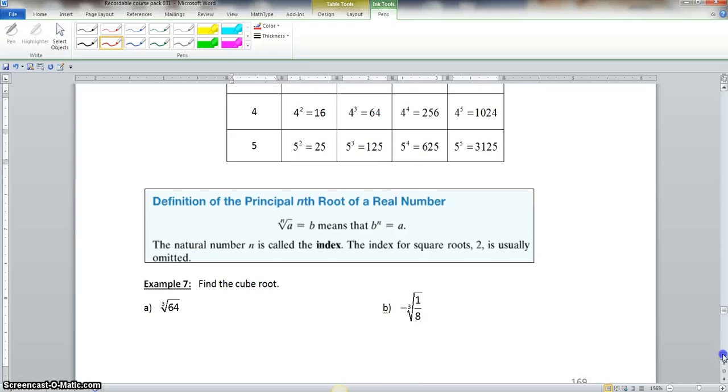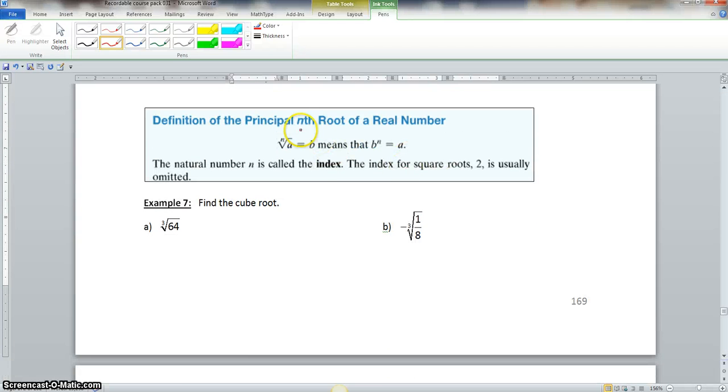Now it says definition of the principal nth root of a real number. Inside of your radical here, this is considered to be your nth root. Now, when we do a square root, you notice that there is no n on the inside of it. I'm going to put a 9 here. We know the square root of 9 is 3. But the n here is 2. Even though it's not shown in a typical square root, when it's not shown inside here, it's assumed to be 2. That's why it's called a square root.